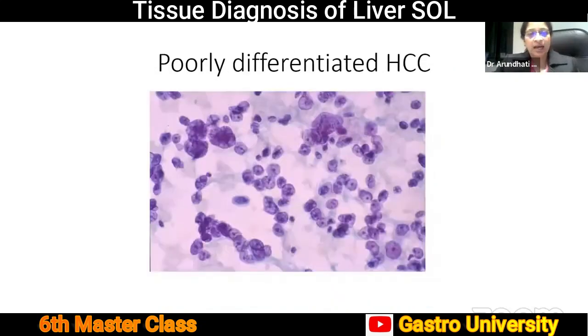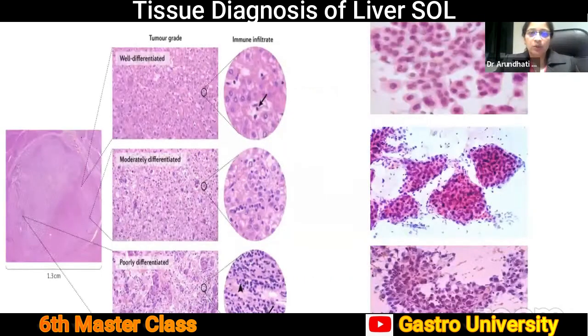As we move towards the higher spectrum, this is a poorly differentiated hepatocellular carcinoma with a lot of nuclear pleomorphism, a lot of bare nuclei, very irregular nuclear outlines, and if we can see those huge, very prominent cherry red kind of macronucleoli. So this is just a combined slide of the three grades of differentiation with their corresponding histopathology.